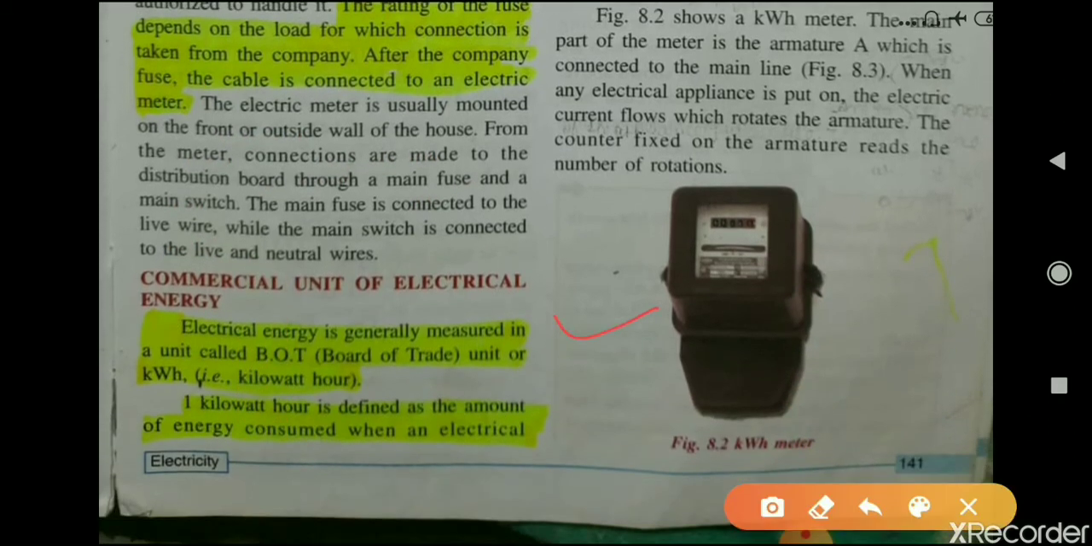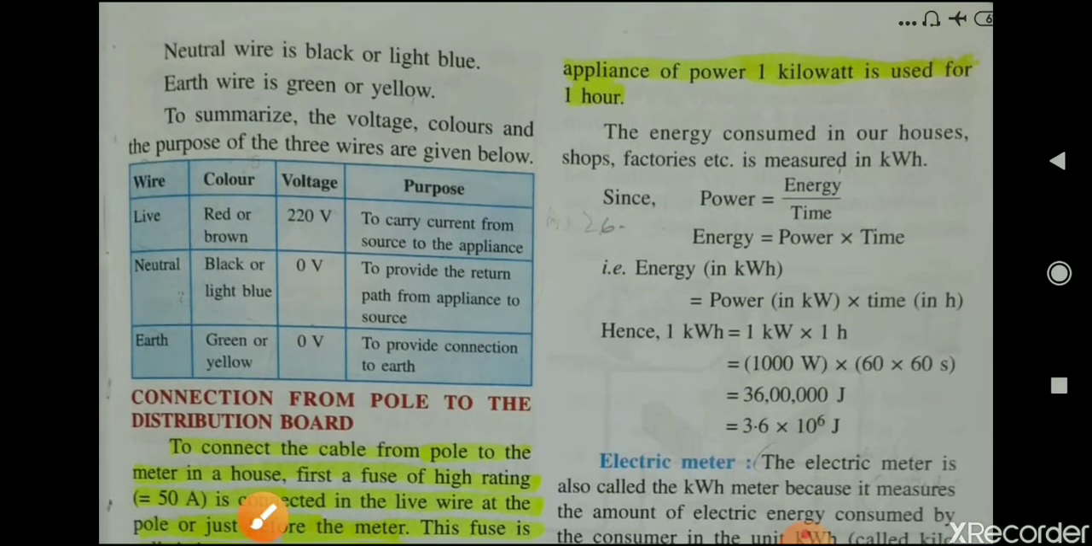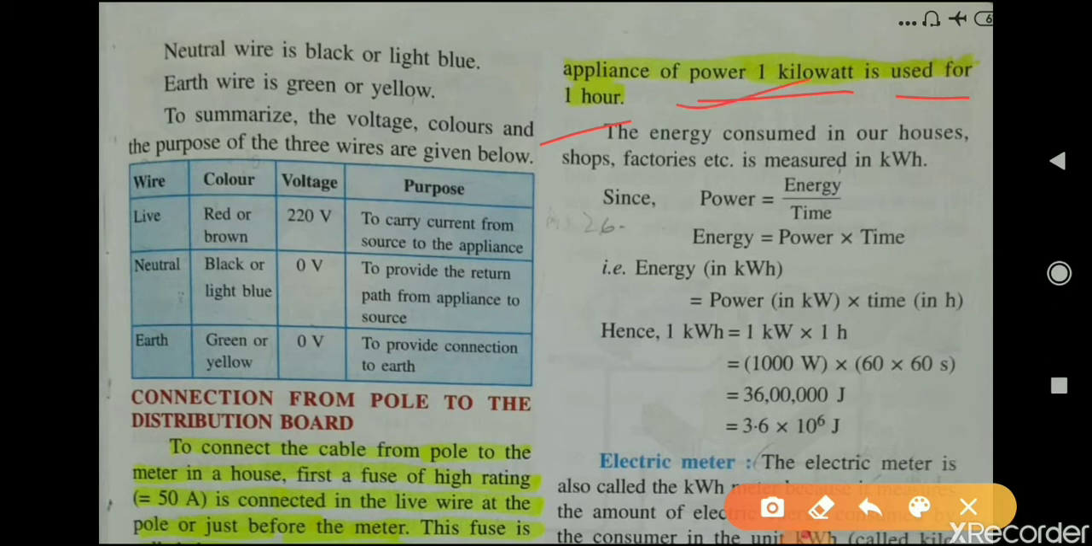Now, commercial unit of electrical energy. Electrical energy is generally measured in a unit called BOT, Board of Trade unit, or kilowatt hour. And 1 kilowatt hour is defined as the amount of energy consumed when an electrical appliance of 1 kilowatt is used for 1 hour. So how do we define 1 kilowatt hour? 1 kilowatt hour is defined as the energy consumed by an appliance of power 1 kilowatt in 1 hour.